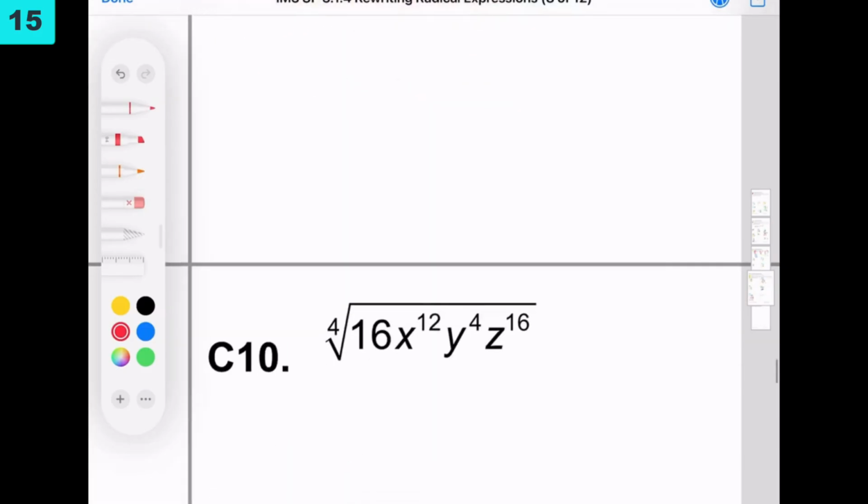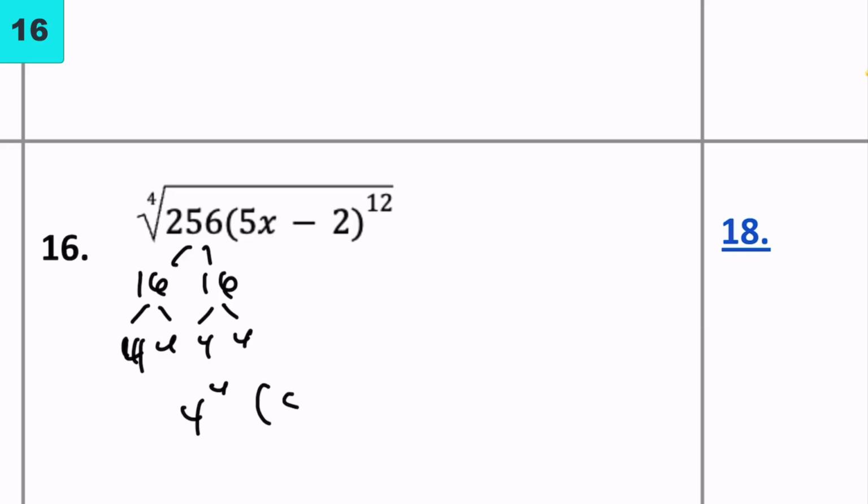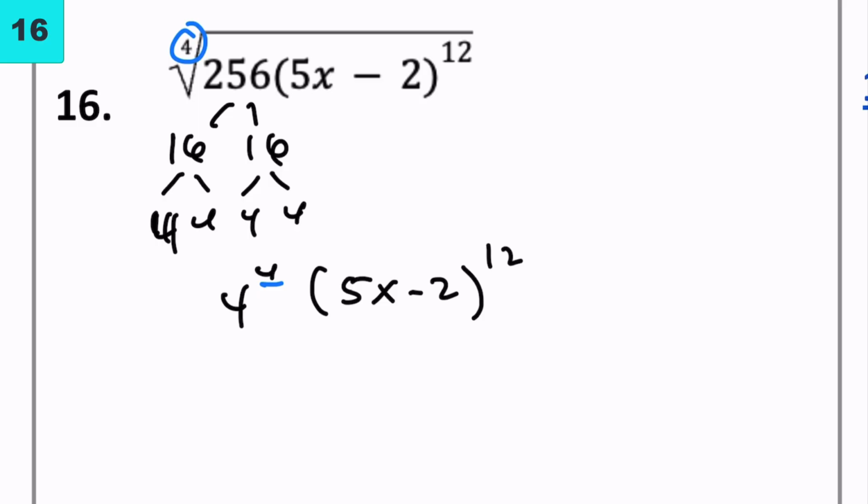And last one, number 10. Okay, number 16. 256 will be 16s. And then that will be broken down to 4s. Why do I want 4 4s? Well, that's why I have it on the outside. So I'll have 4 to the 4th power. And then 5x minus 2 to the 12th power. Here's my index or root. So we're going to divide by 4. I'll have 4 to the first power, 5x minus 2 to the third power.